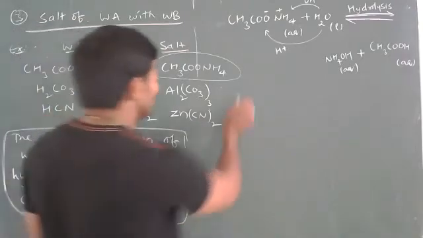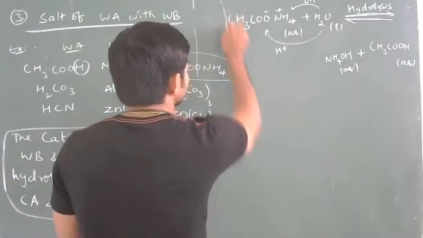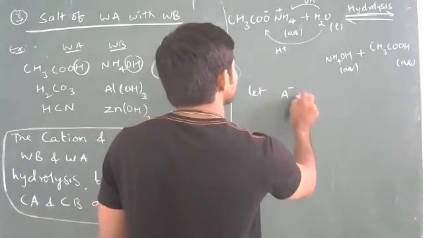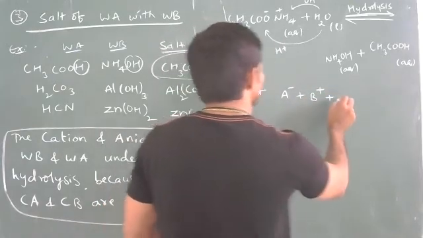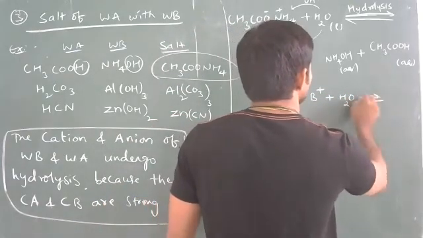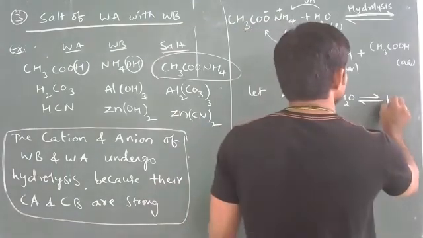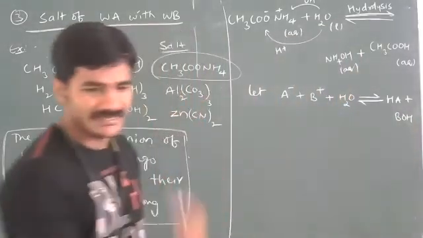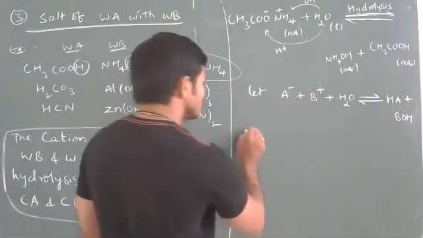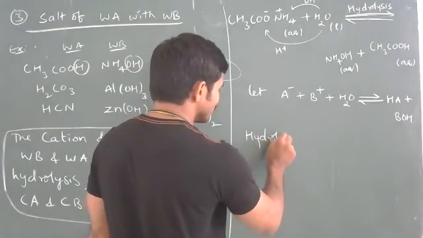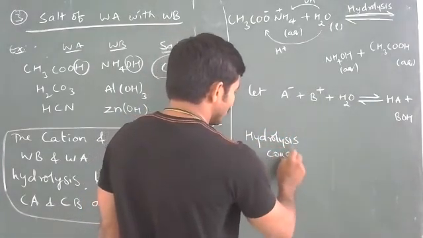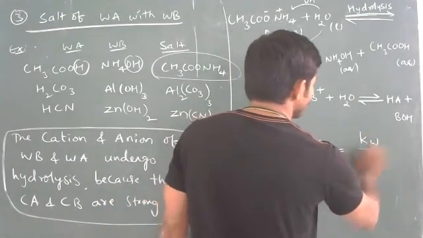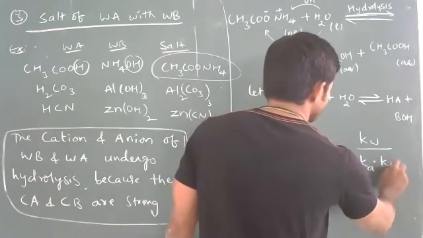So I will write the formula directly. So let A minus plus B plus undergo hydrolysis. What will we get here? HA plus BOH. Okay, I'm not deriving, I'm writing the formula directly. So hydrolysis constant KH is equal to Kw by Ka into Kb.